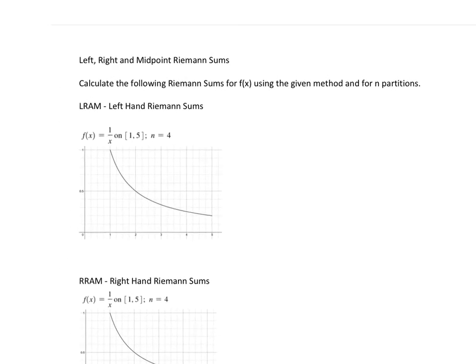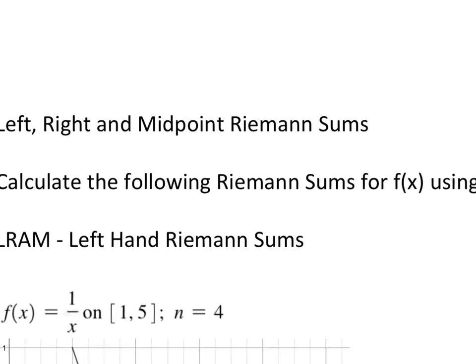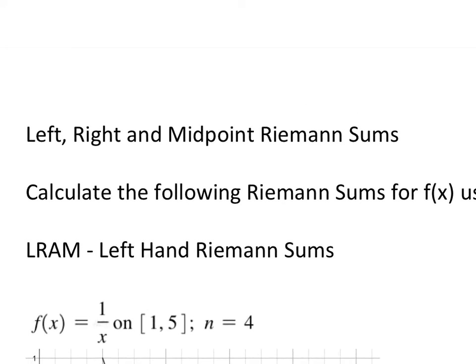This is part 2. I'm going to go through an example of how to calculate the left, right, and midpoint Riemann sums. Before I start doing that, I do want to talk a quick bit about what a Riemann sum is.